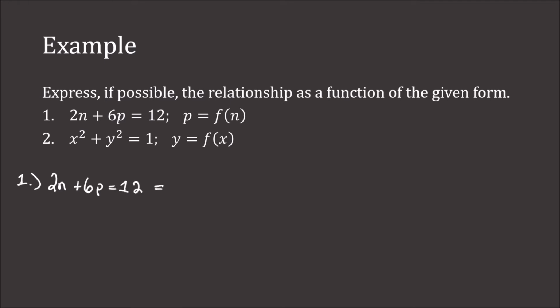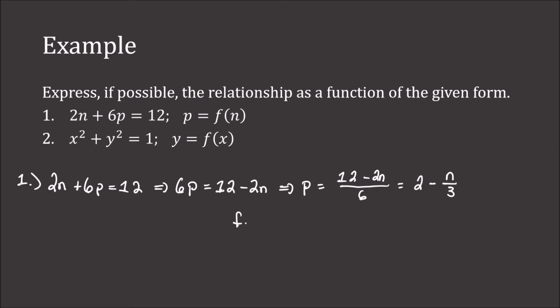Well, the first thing we would do is subtract both sides by 2n. So we're left with 6p is equal to 12 minus 2n. We would then divide both sides by 6, so we'll have p is equal to 12 minus 2n all over 6, which we can simplify as 2 minus n over 3. So f of n is 2 minus n over 3.